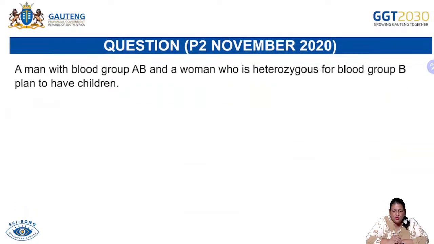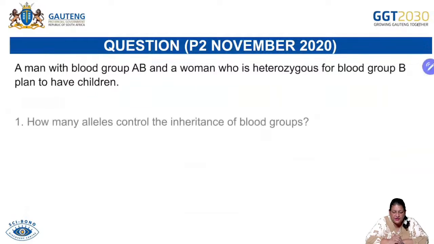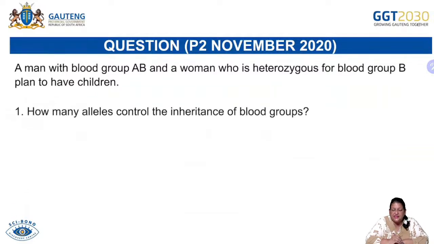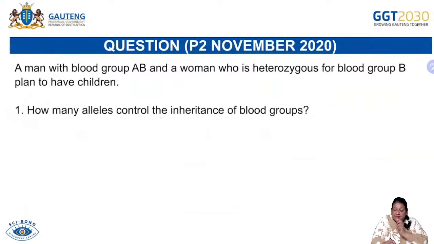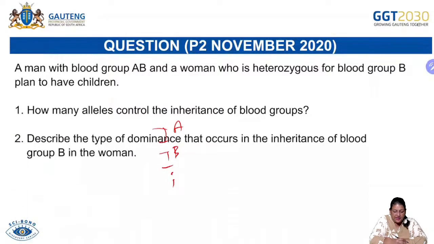A man with blood group AB and a woman who's heterozygous for blood group B plan to have children. How many alleles control the inheritance of blood group? It's 3 alleles: allele A, allele B, and allele O. We represent allele O with a small letter i. That's 3 alleles, okay?